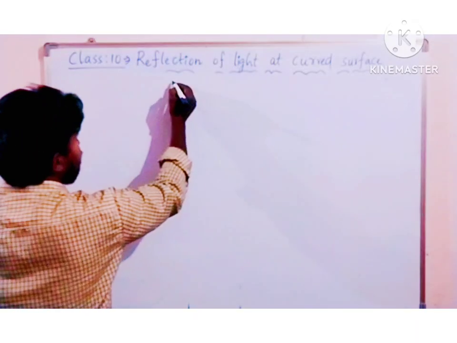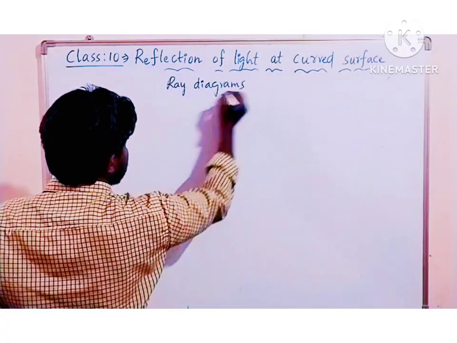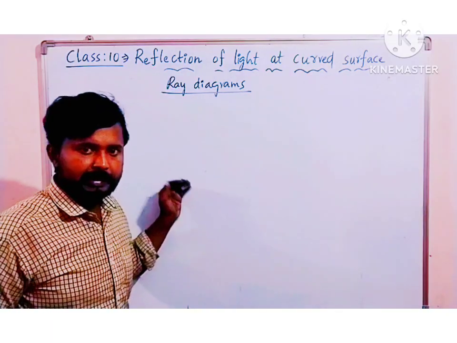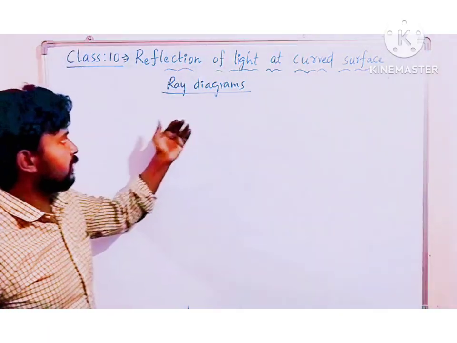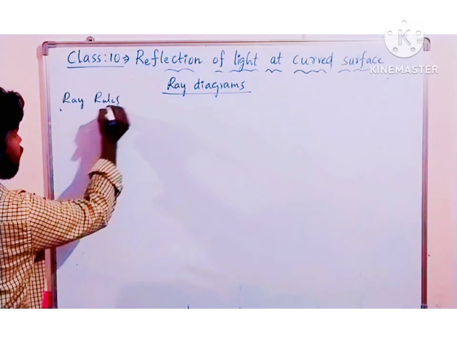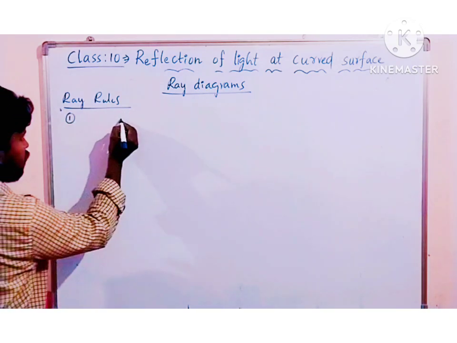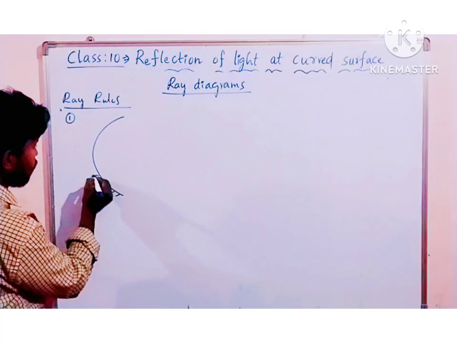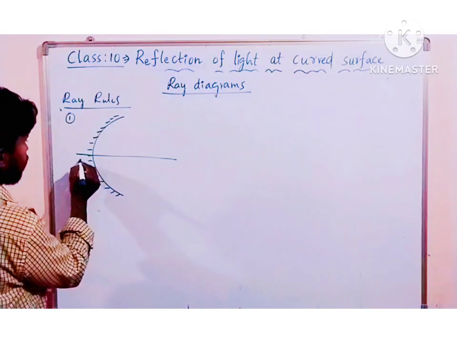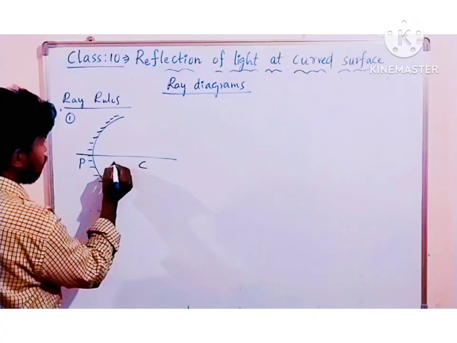Next thing is ray diagrams. To understand the different images formed by a concave mirror, first we have to understand the ray rules. There are three rules. Here is rule 1. Here it is a concave mirror. This is the pole, this is the center of curvature, this is the focus.